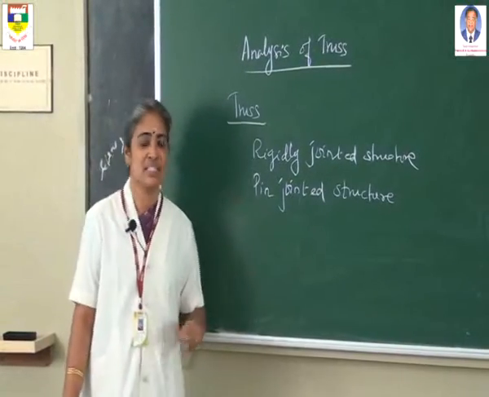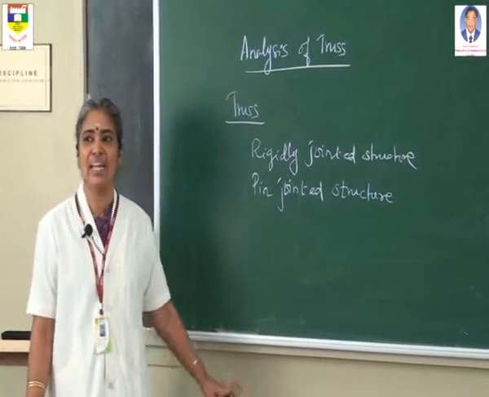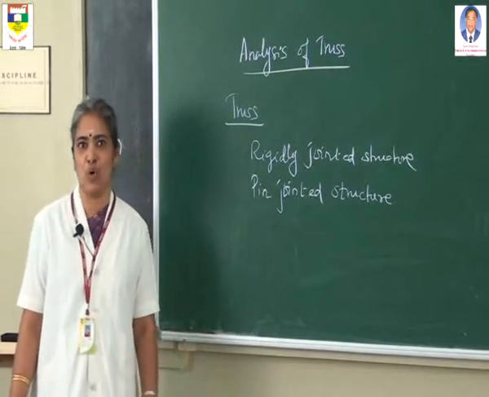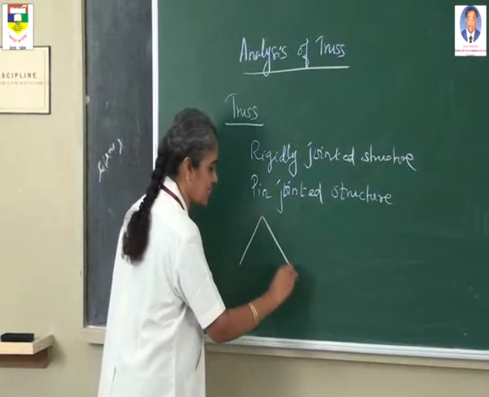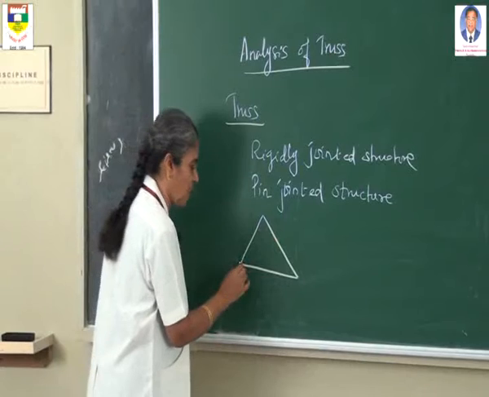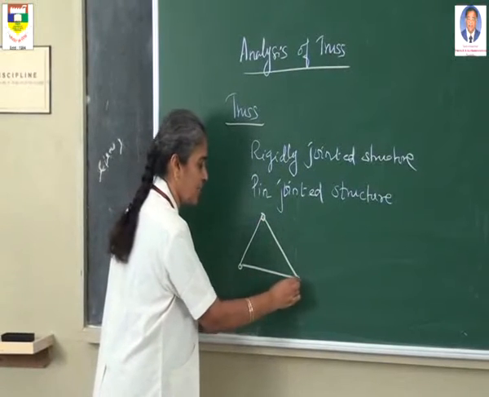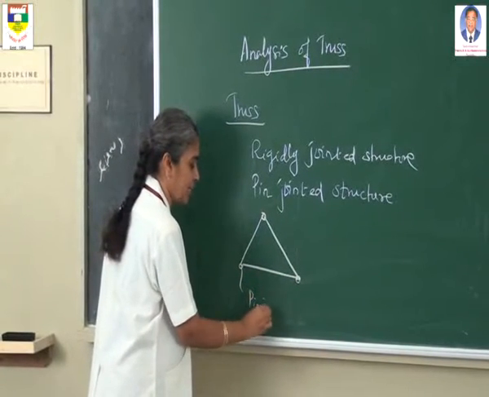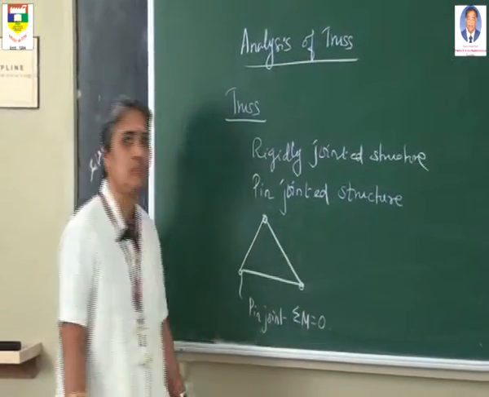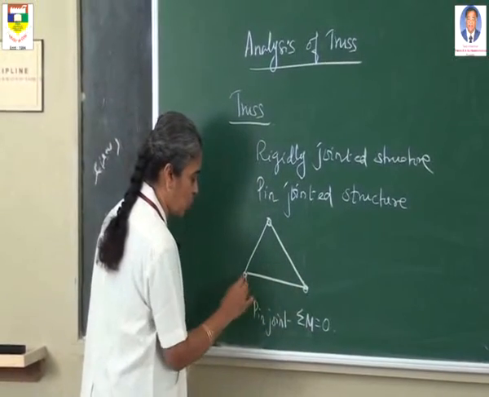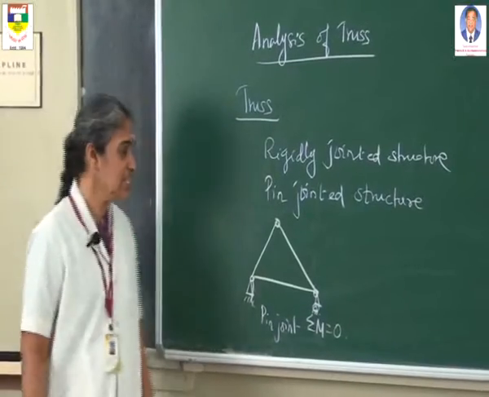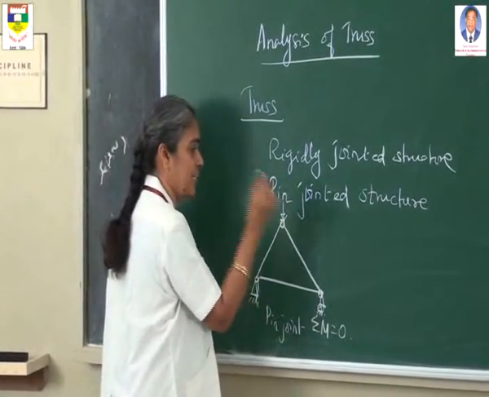Among these two types, trusses come under the pin jointed structure, and they carry only axial force. The moment in the pin joint is always zero. The basic form of a truss is a triangle, consisting of three members interconnected by means of pin joints. In a pin joint, moment is always equal to zero. At two of these joints we have to provide supports, and the total truss is subjected to a vertical load.